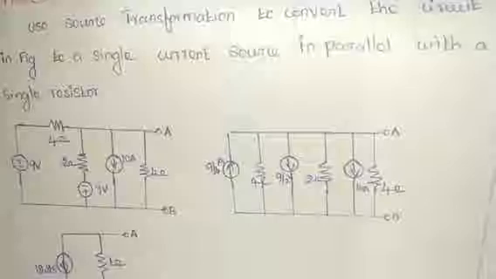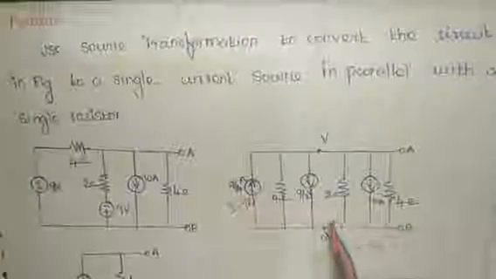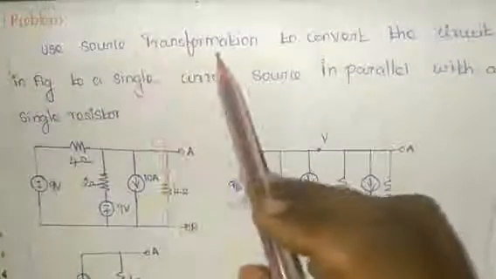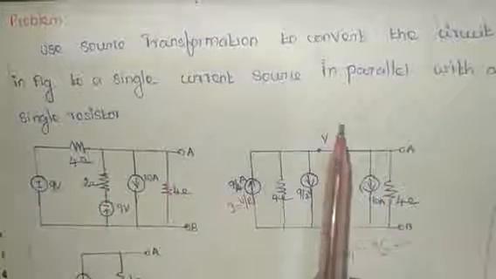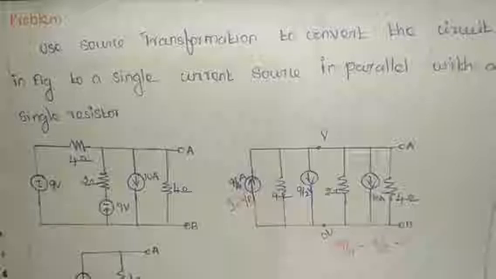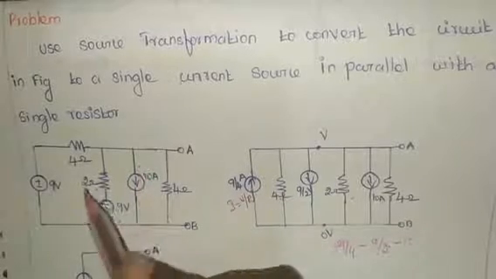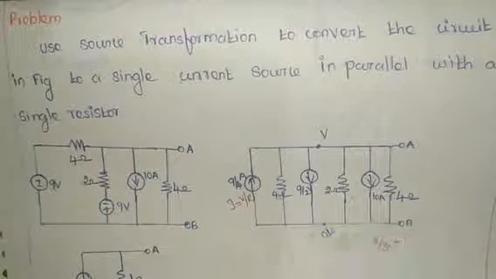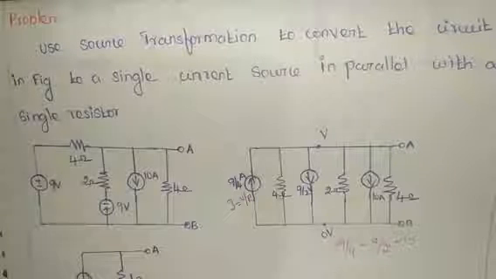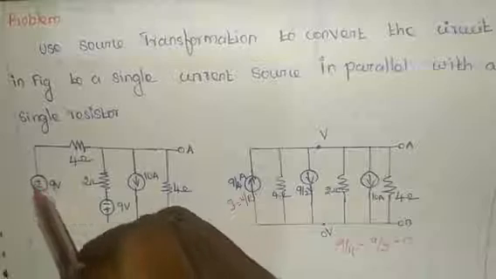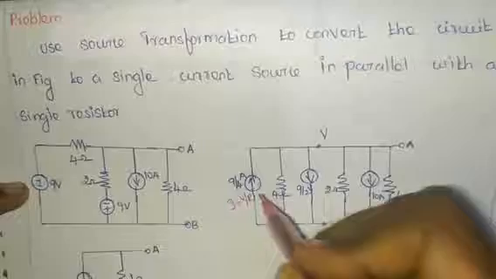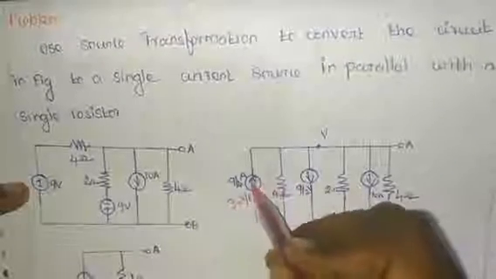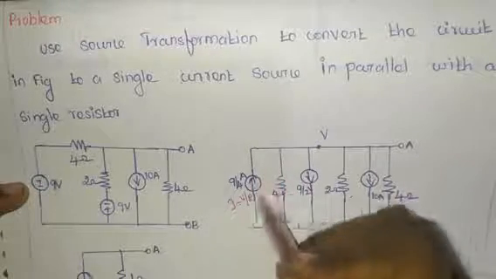Simple. I took this question as an example. Use source transformation to convert the circuit in the figure to a single current source in parallel with a single resistor. So the question is to convert this circuit into a simple circuit which consists of only one current source and only one resistor parallel to it. When I convert this voltage source in series with its internal resistance, I get a current source and a resistance parallel to the current source.